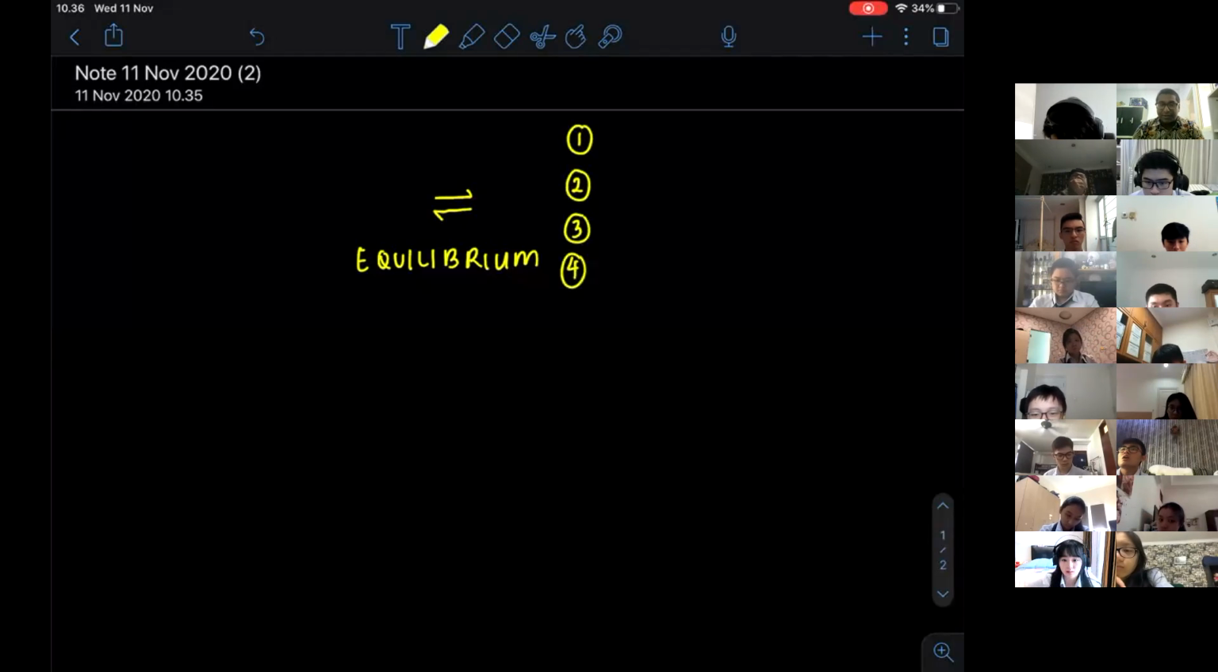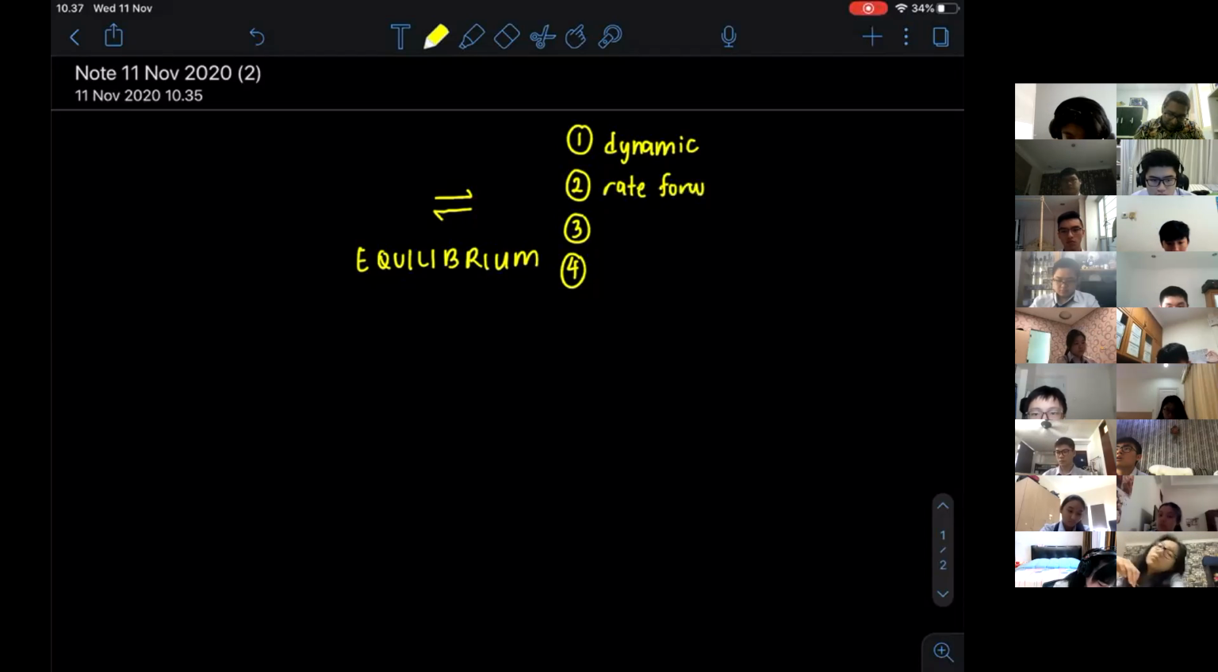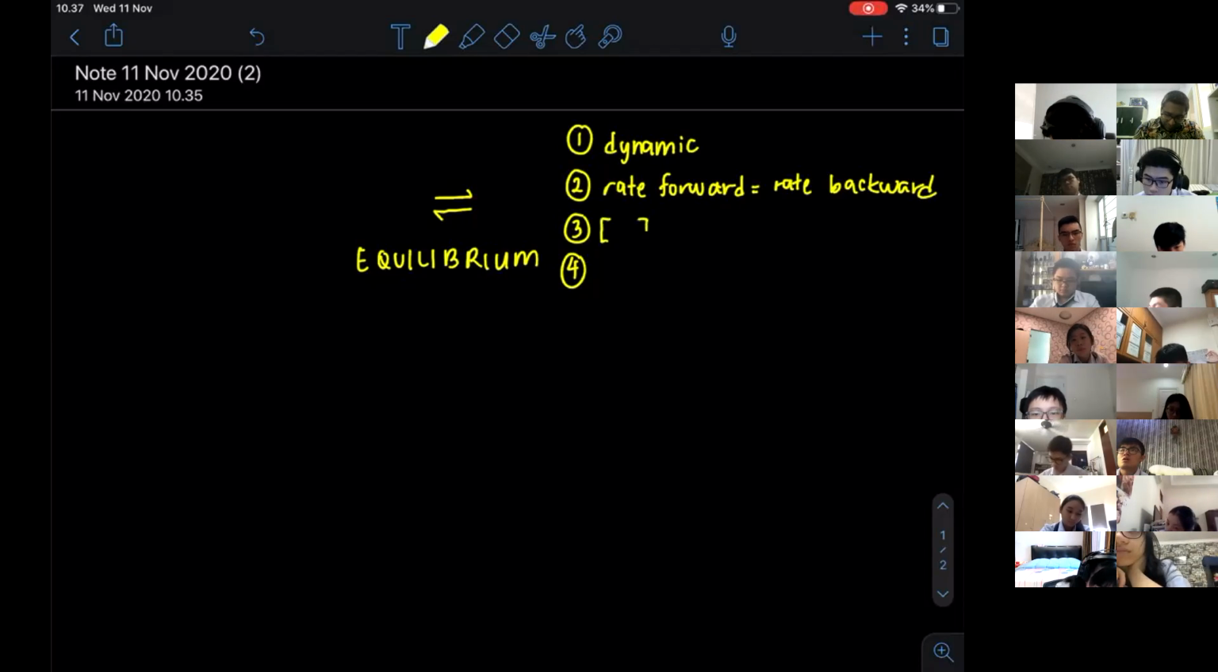The first criterion is that the reaction at equilibrium is still going to be dynamic. The reaction is continuously happening. They do not stop. The second is that the rate of forward reaction is the same as the rate of backward reaction. So rate of forward equals rate of backward. And the third thing is the concentration. The concentration of reactant and product at equilibrium is going to be constant.